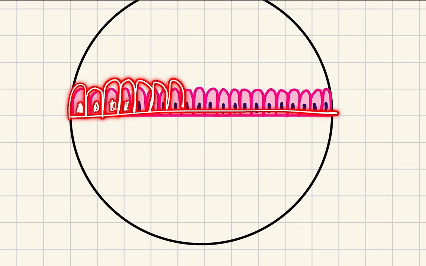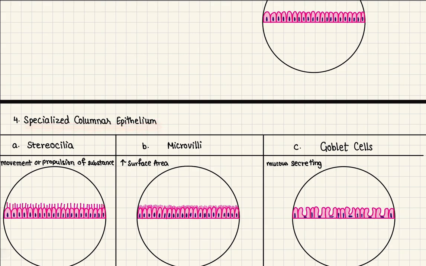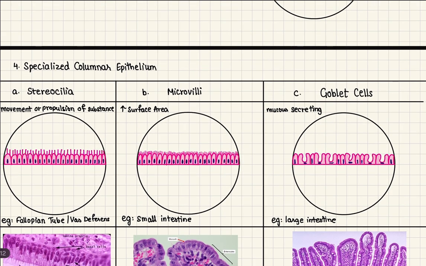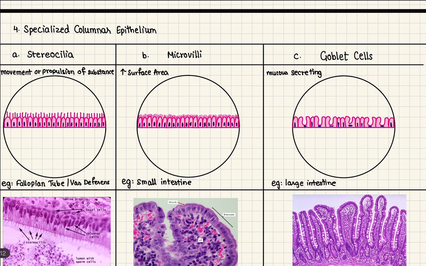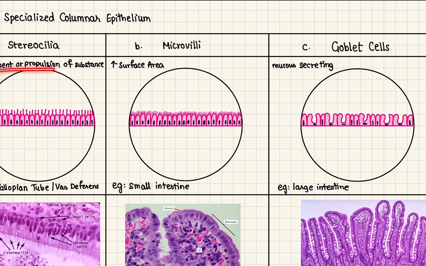Now we come to specialized columnar epithelium. We'll do the stratified part a little later. So in specialized columnar epithelium, I've put stereocilia, microvilli and goblet cells side by side for comparison. Alright. So stereocilia have the basic function of movement or propulsion of substances so that they can be sent forward. Okay. So the examples over here are the fallopian tube and vas deferens.